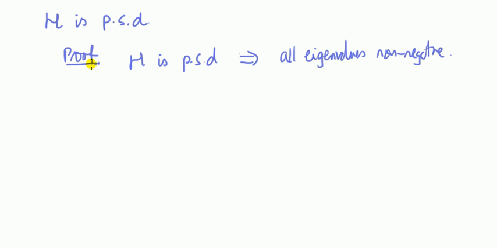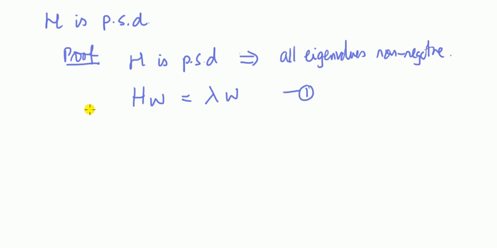Okay, finally the proof that H is positive semi-definite. For this we need to rely on the result that any positive semi-definite matrix has eigenvalues that are non-negative. So let's take a vector w. Let's say Hw equals lambda w, where lambda is the eigenvalue and w is the eigenvector for H.